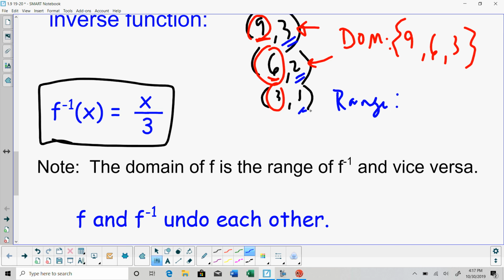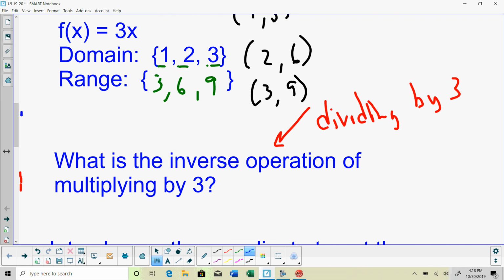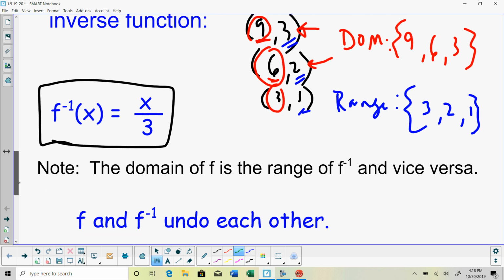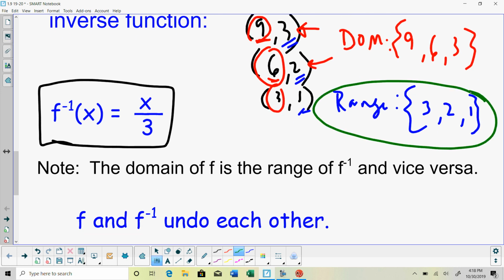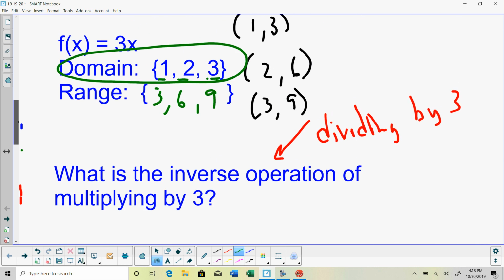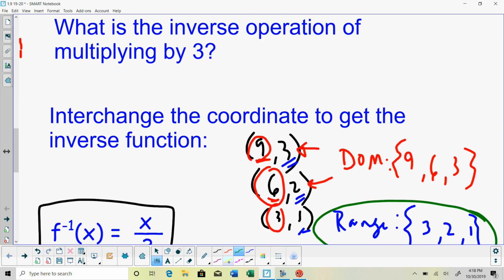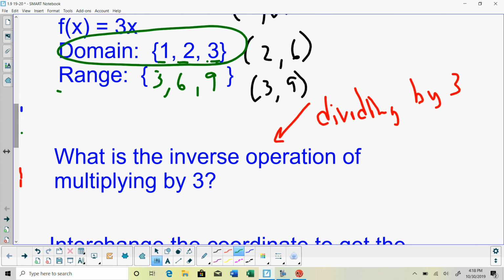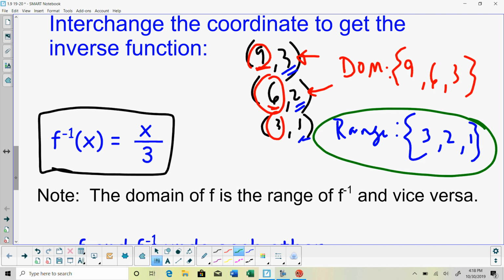So 3, 2, and 1. What I want you to notice is that in our original function, the domain was 1, 2, and 3. But in our inverse function, the range is 1, 2, and 3. Notice that the range of our original function was 3, 6, and 9, and that has now become the domain of my inverse function.